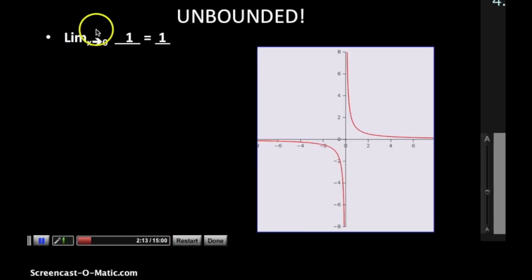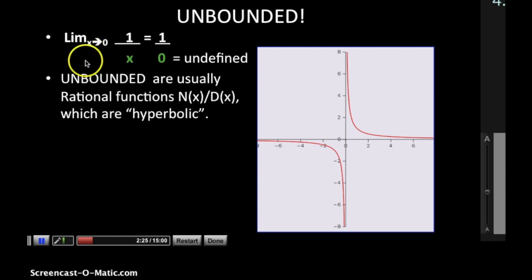Let's take this idea, does not exist limits. There are several cases. The first is unbounded. In fact, several are going to be unbounded. And unbounded is usually when I have functions with x in the numerator and x in the denominator. These are hyperbolas, they're hyperbolic, like the one to the right, which is the graph of 1 over x.